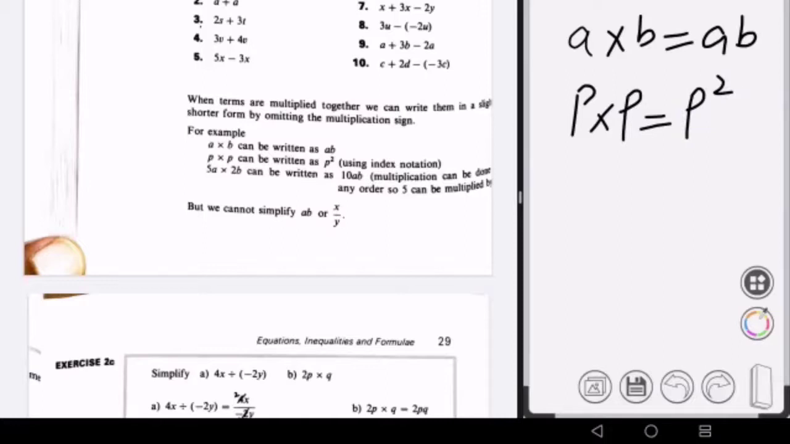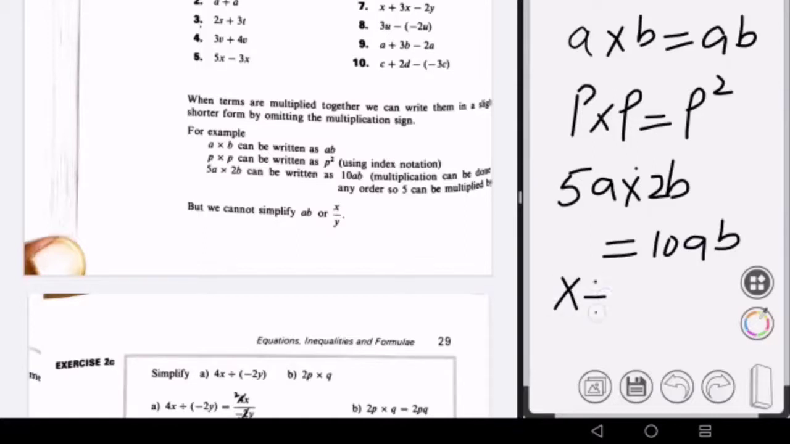And if it is 5a multiply by 2b, in the short form you can multiply 5 by 2, 10, and ab without sign of multiplication. There is no difference, it is only the way of writing. Or x divide by y, you can write x over y for the division.